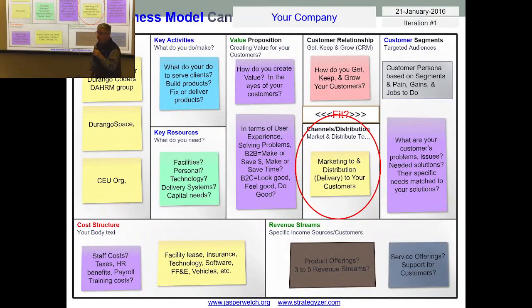Channels and distribution. This is one of my most exciting topics. I am so excited about channels. Rosie, describe what's a channel? It's a way to market and get your business name out there. Okay, that's one example of a channel. Jeremy, what do you think? What's a channel?